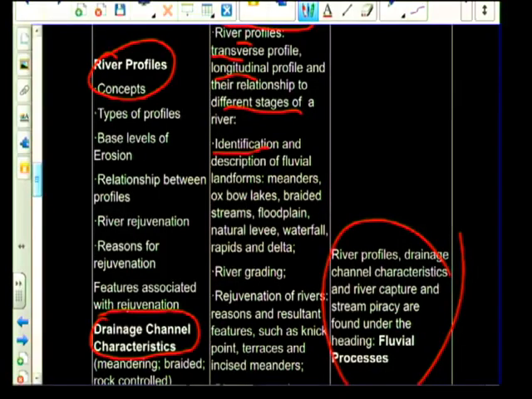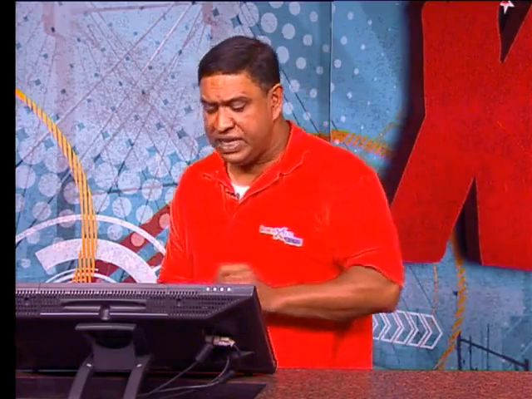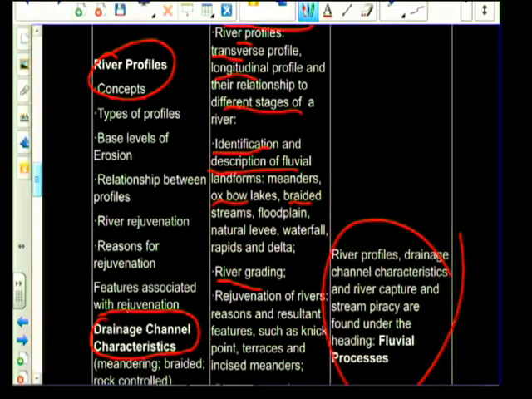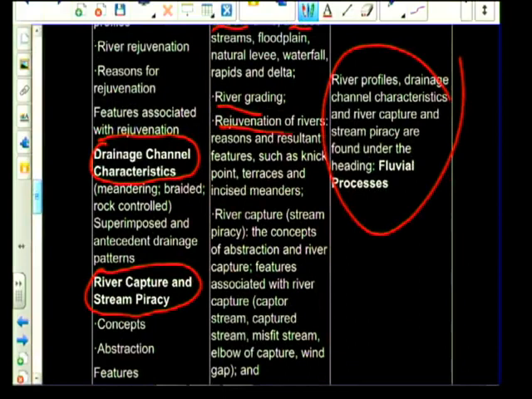Okay, identification and description of fluvial landforms: meanders, oxbow lakes, streams, floodplains, waterfalls, rapids, deltas. All this has been covered in the past. And it's now in the new CAPS curriculum. River grading, maybe a little bit of a different concept of what is river grading. You understand? But you have covered it. Where the erosion, deposition, etc. is the same. And you've done that in a smooth profile. Rejuvenation, all these concepts once again.